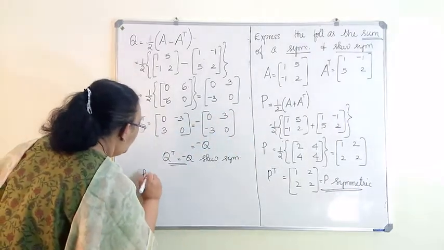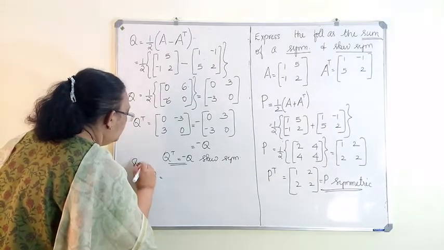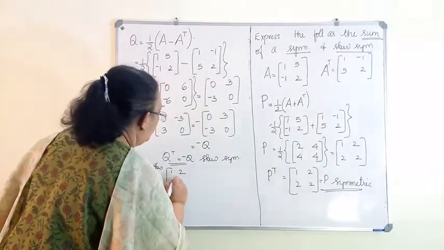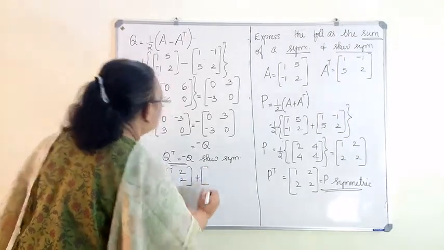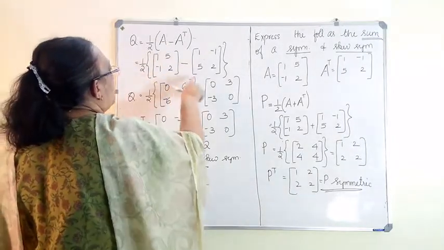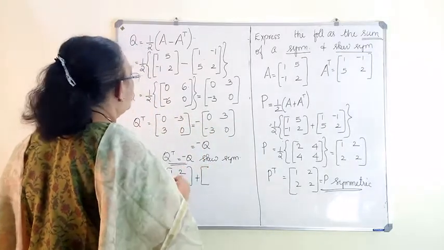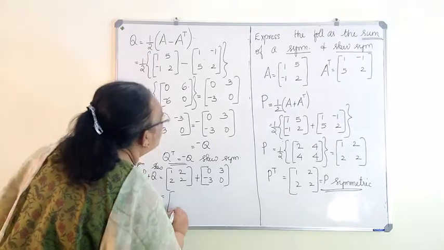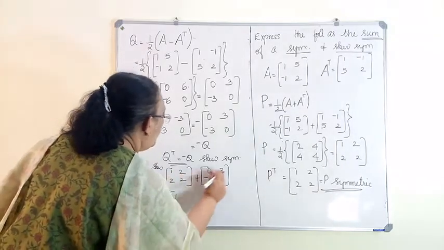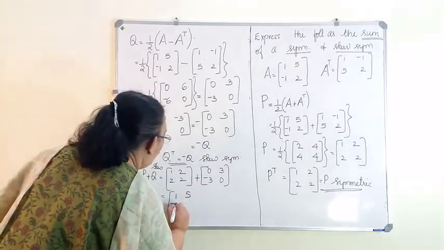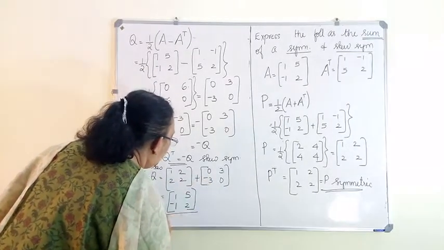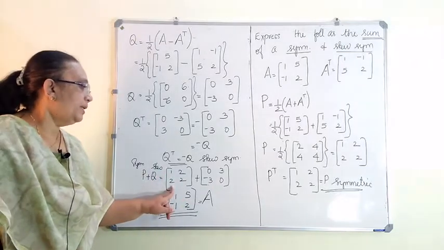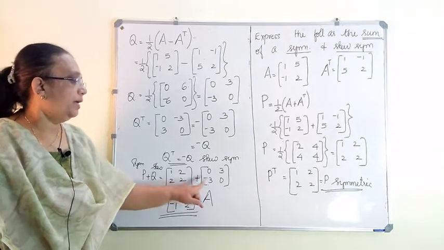So, we will add P plus Q, because P is symmetric, Q is skew symmetric. What is P? 1, 2, 2, 2 plus what is Q? Q is equal to half of A minus A transpose, that is 0, 3, minus 3, 0. Corresponding elements: 1 plus 0, 1. 2 plus 3, 5. 2 plus minus 3, minus 1. 2 plus 0 is equal to 2. And that is your A. So, we have expressed A as a sum of a symmetric and a skew symmetric matrix.